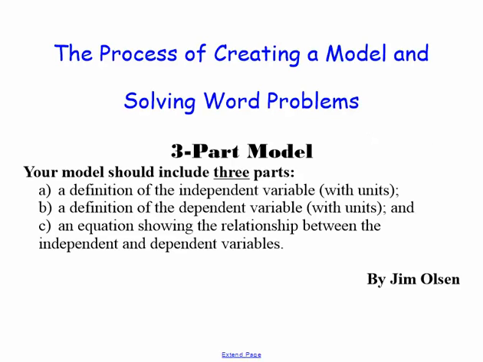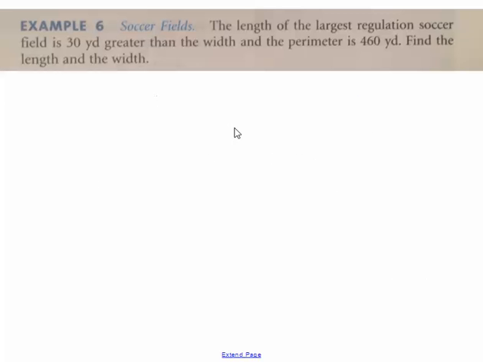The first word problem I'm going to look at today is this one about soccer fields. The length of the largest rectangular soccer field is 30 yards greater than the width, and the perimeter is 460 yards. Find the length and width. Well, the first step in any problem solving is to understand the problem. So you might want to pause the video and think about this problem.